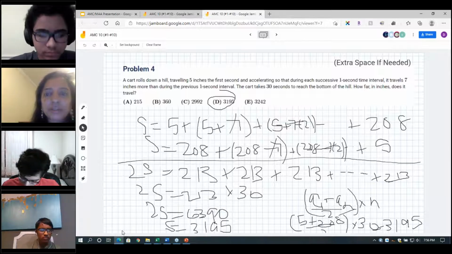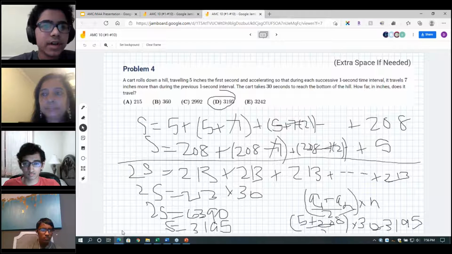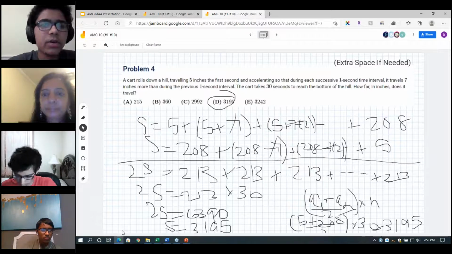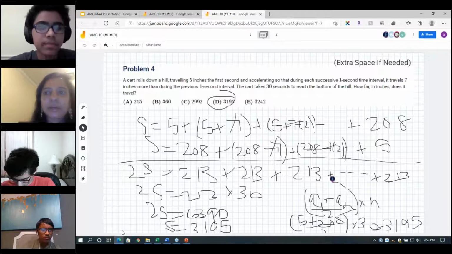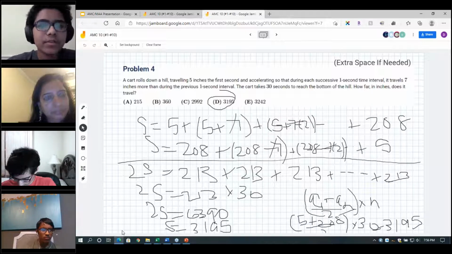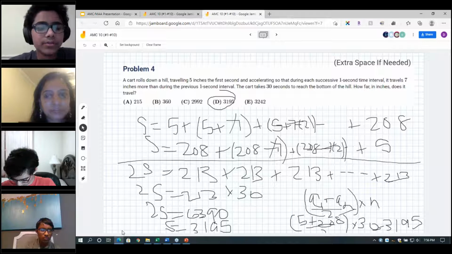Ram, there are a couple of questions. One question asks, could you have just found the average of the first and the last term? Yes, that's essentially what this formula is saying. You have the average of the first and last terms times the number of terms. Here, this is the average of first and last, which is 213 divided by 2, times the number of terms, 30. So that will also give you 3195.